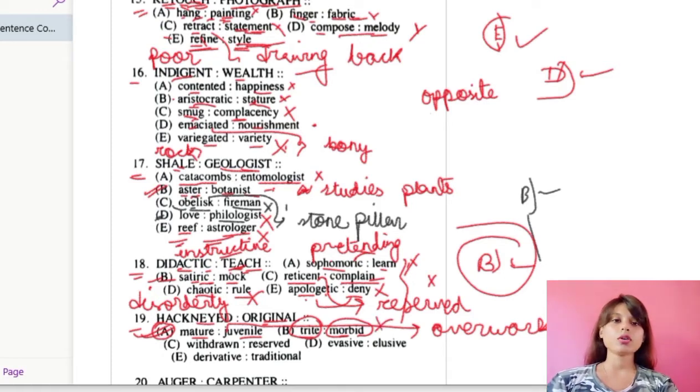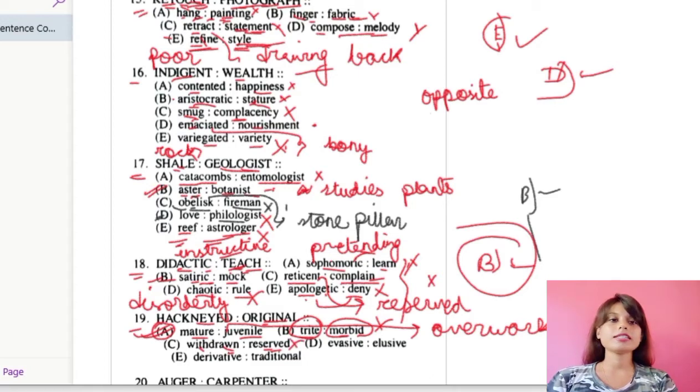Number C, withdrawn and reserved. Now withdrawn means you are drawing something back, like you are retreating. Okay, and reserved, I told you in the previous question, means quiet and private. You are not too open to everyone. So withdrawn and reserved are almost making the same sense. You are reserved means you are retreating inside. You are not speaking with anyone. You are quite reserved, quiet. And withdrawn also means the same. It's retreating inside you. So we cannot consider this option.